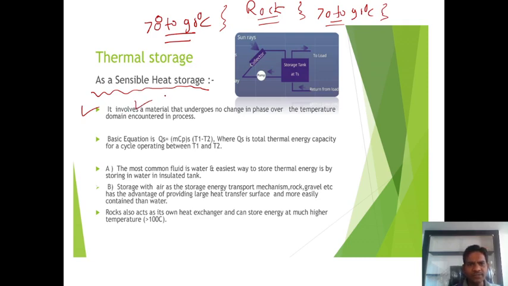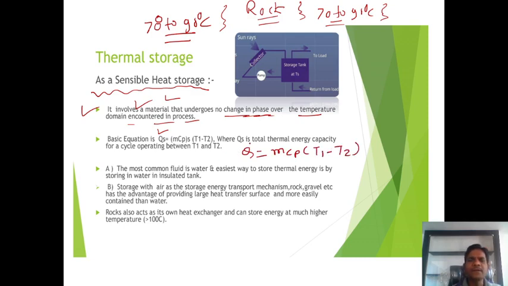So it involves the material that undergoes no change in phase over the temperature domain encountered in the process. Meaning however much its temperature increases, there will be no change in its phase. OK, the basic equation used here: Qs is equal to m Cp (T1 minus T2). This is a standard equation you should know here.